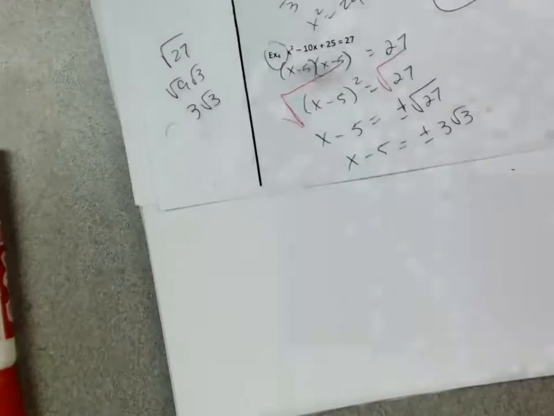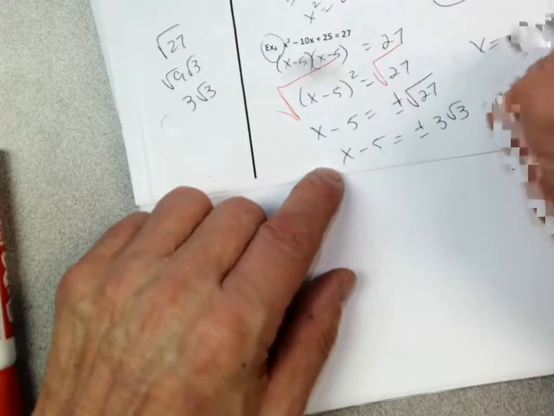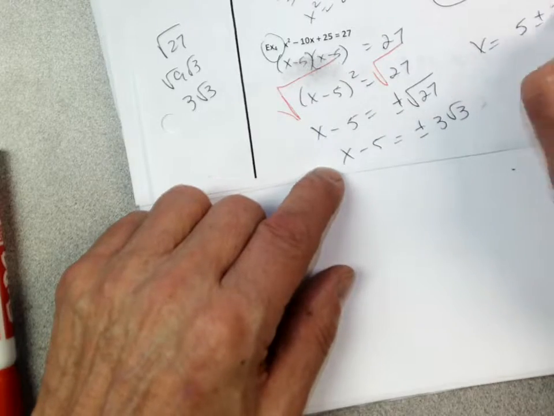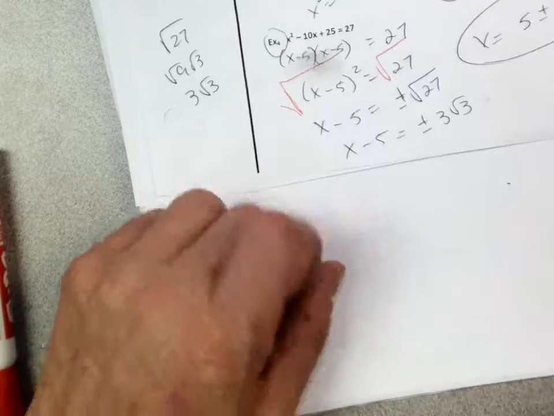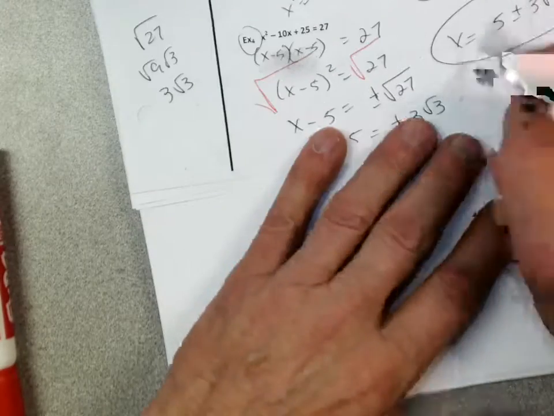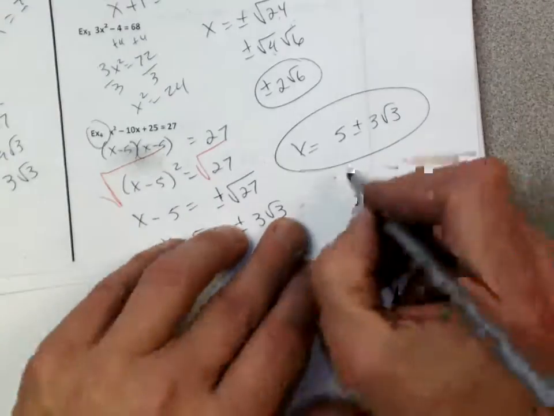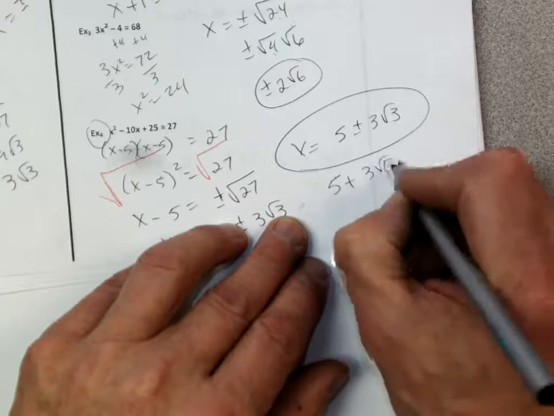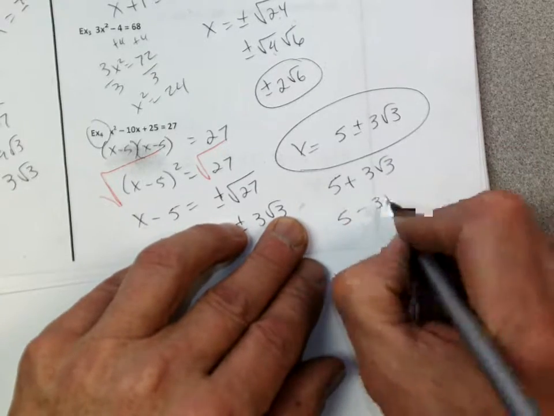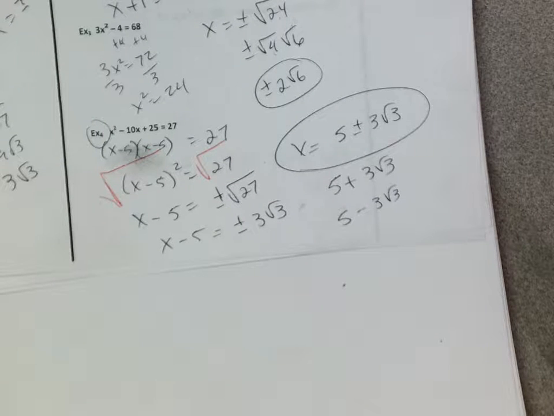How's that? Almost done. Let's solve for x. Bring over the 5. So how do I bring over the 5? Add it. So I'm going to get x equals 5 plus or minus 3 square roots of 3. That is two answers. We could use a calculator, but that is two answers. How is it two answers? It is 5 plus 3 square roots of 3, and it's 5 subtract 3 square roots of 3. But it's easier just to write plus or minus. Plus or minus is much easier to write, okay?